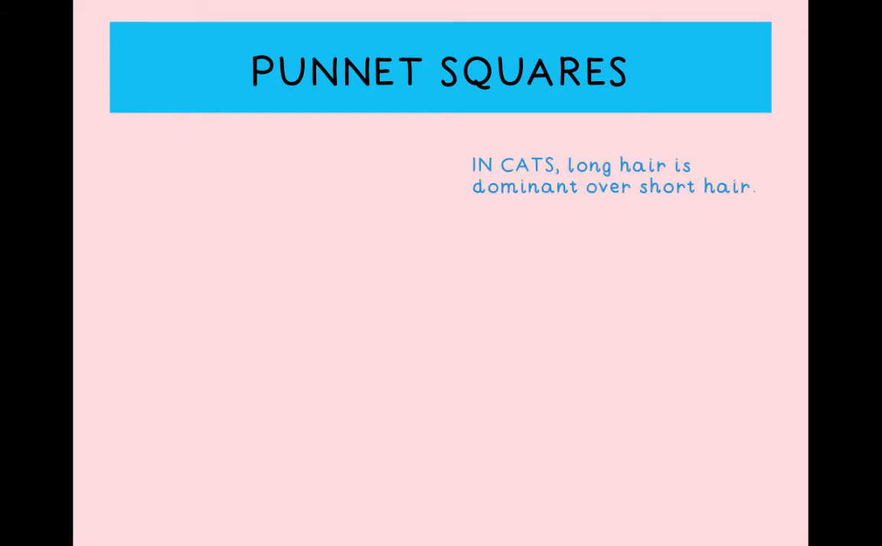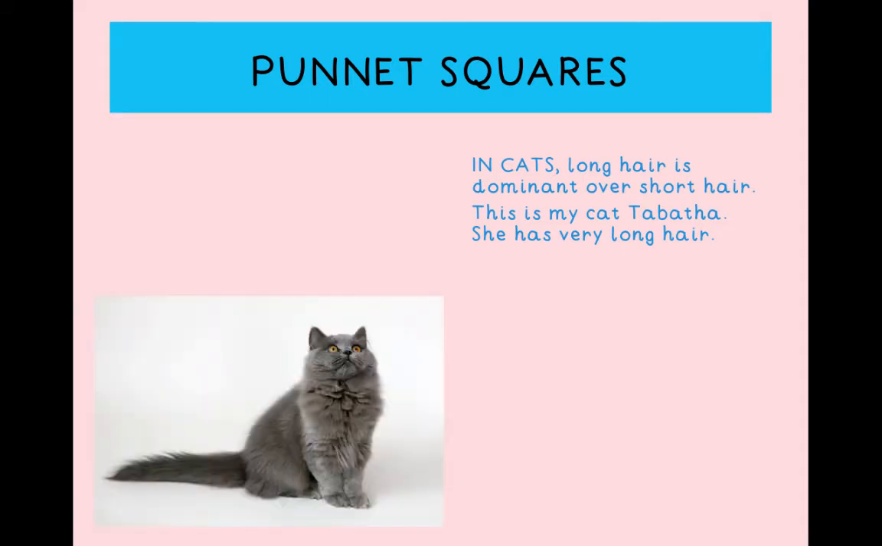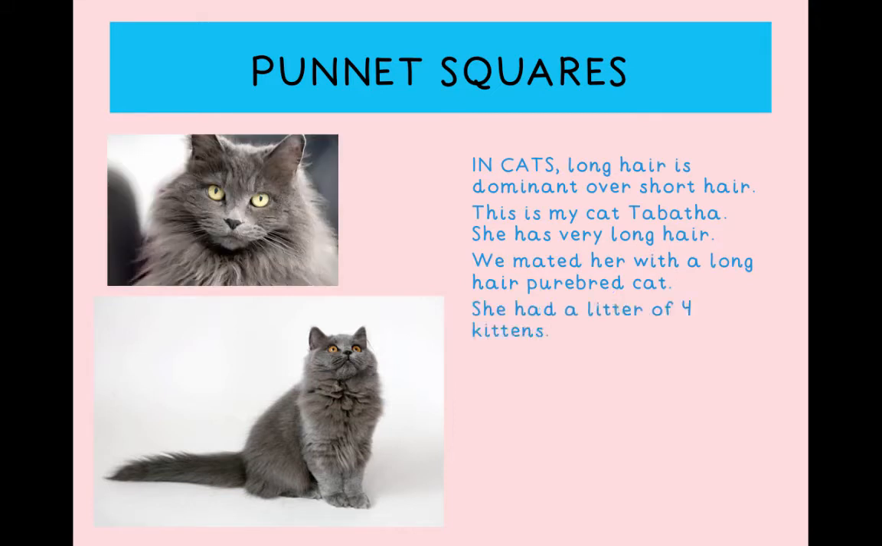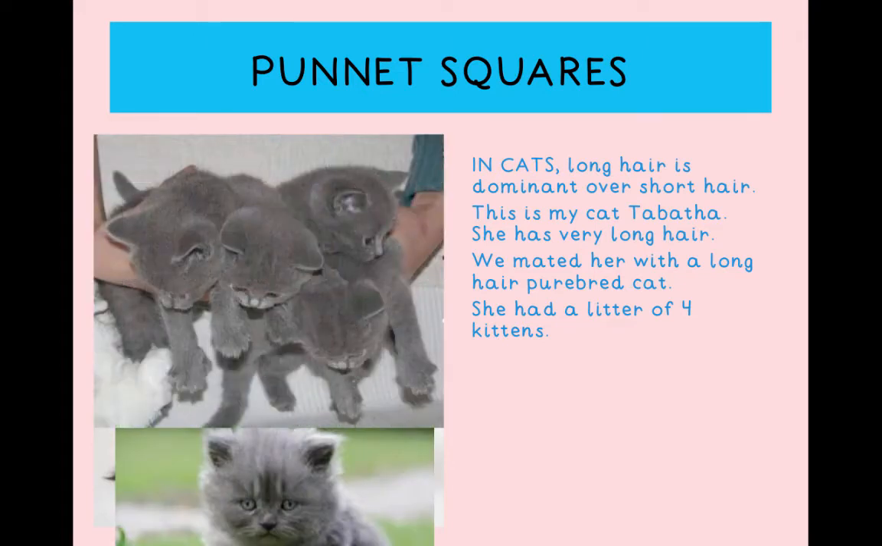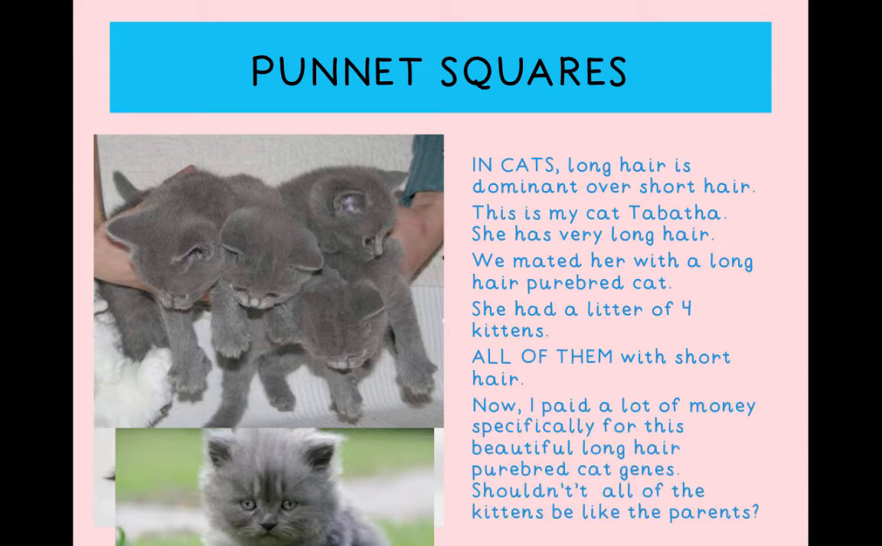Cats have long hair that is dominant over short hair. I'm going to introduce to you my cat Tabata. She has very long hair, and we mated her with a long hair, purebred cat. She had a litter of 4 kittens. Now the litter was supposed to turn up like that kitten on the bottom. But what was our surprise, because all of them had short hair. I paid a lot of money specifically for this beautiful long hair purebred cat's genes. Shouldn't all of the kittens be like their parents?